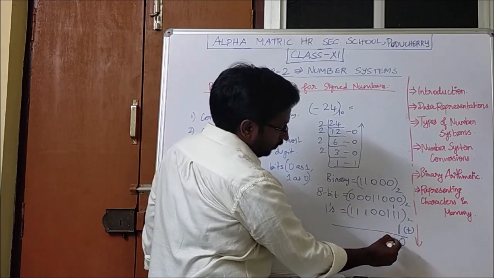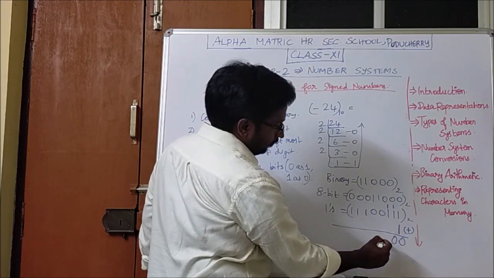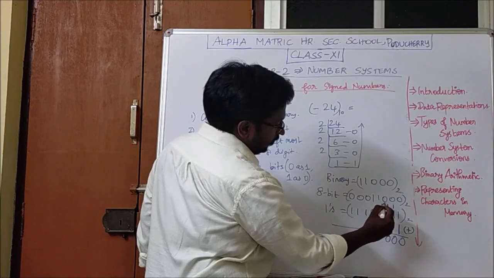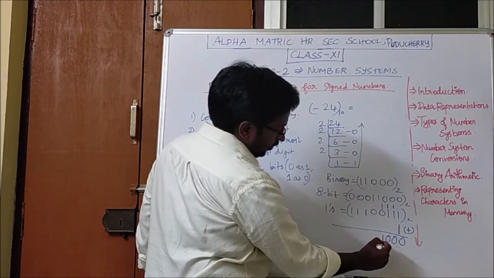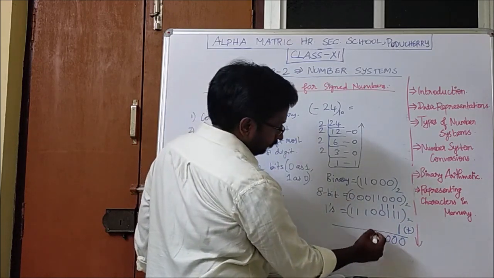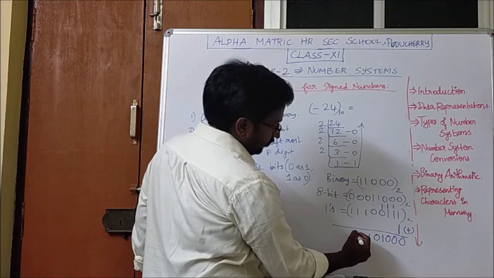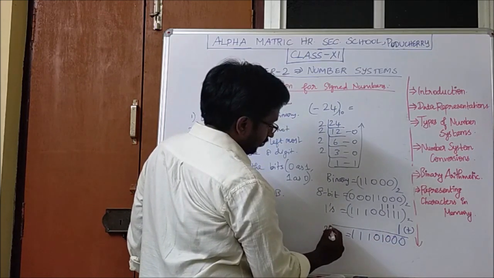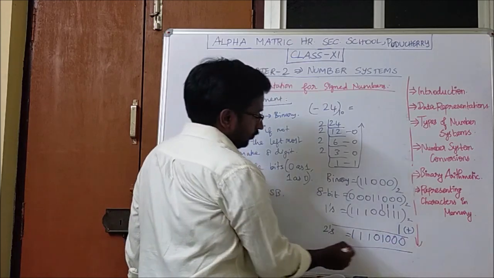And again 1 plus 1 is 10. Again 1 carry. Here 1 plus 0 is 1. And again the remaining all same. So this is the 2's complement.